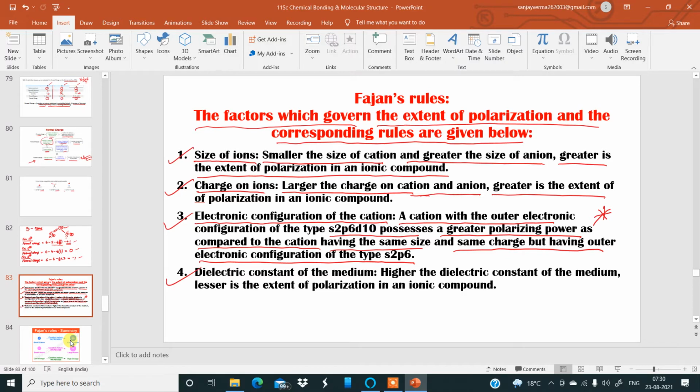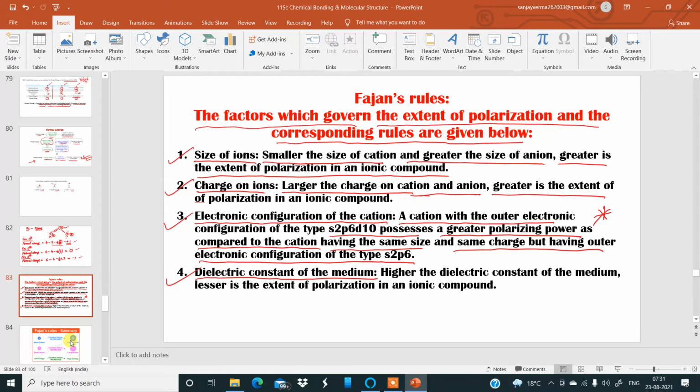And the fourth one, dielectric constant of the medium. Dielectric constant means the medium which will prevent the conduction or movement of charges. Okay, that is dielectric constant.